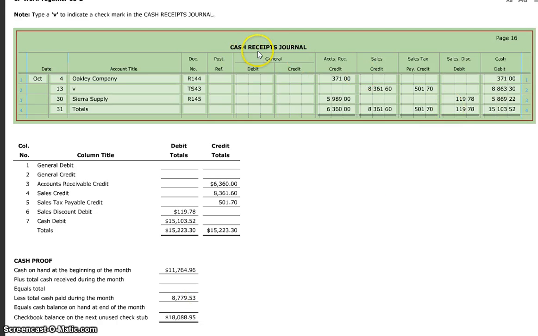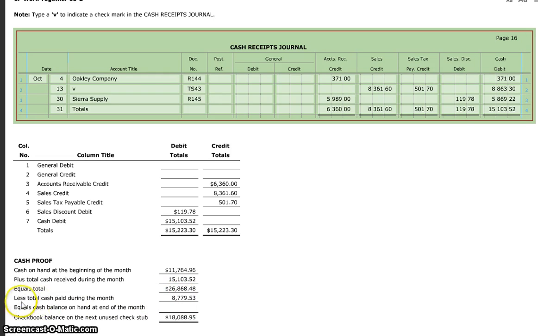The rest of it we're going to get in our cash receipts journal. So it says plus, which means we're going to add something, total cash received during the month. Well, here it is, cash debit. Remember, money we receive, debit, is what cash increasing means. It's debited. So this grand total right here, $15,103.52, is what we plug in right here. $15,103.52. And because it says plus, we're going to add it. So add those top numbers right there, and we get $26,868.48.